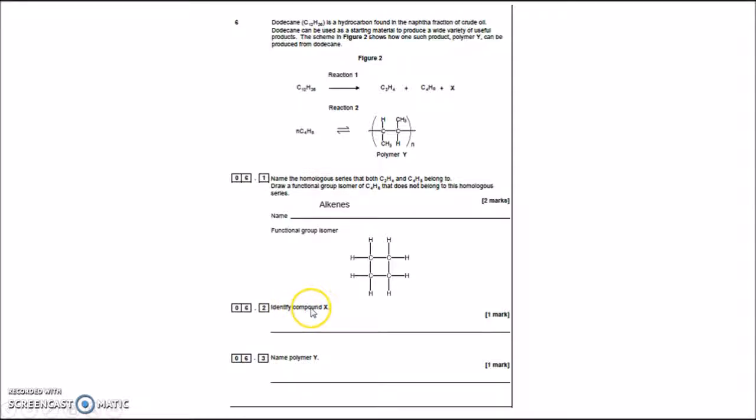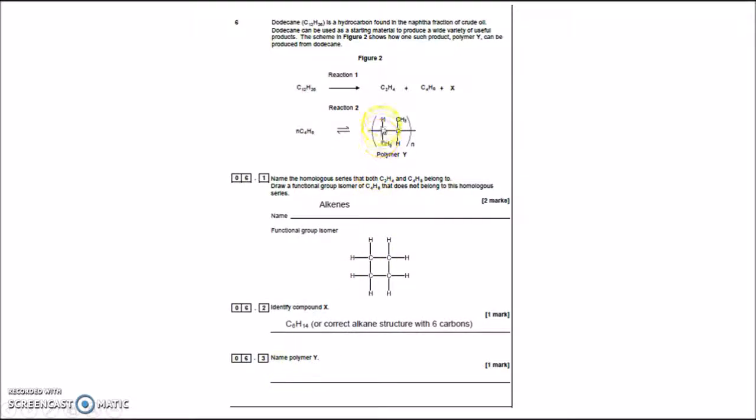Identify compound X. Well, I've got to work out what's left over essentially. C12, I've got 12 carbons on that side, I've got 2 there and 4 there. 2 and 4 is 6, and I've got 12 on this side. So I've got 6 missing carbons. That must be C6. That's H26. And I've got 4 and I've got 8. 4 and 8 is 12. So I've got 12 H's on this side. I started off with 26. I've got 14 in there. So it's C6H14.